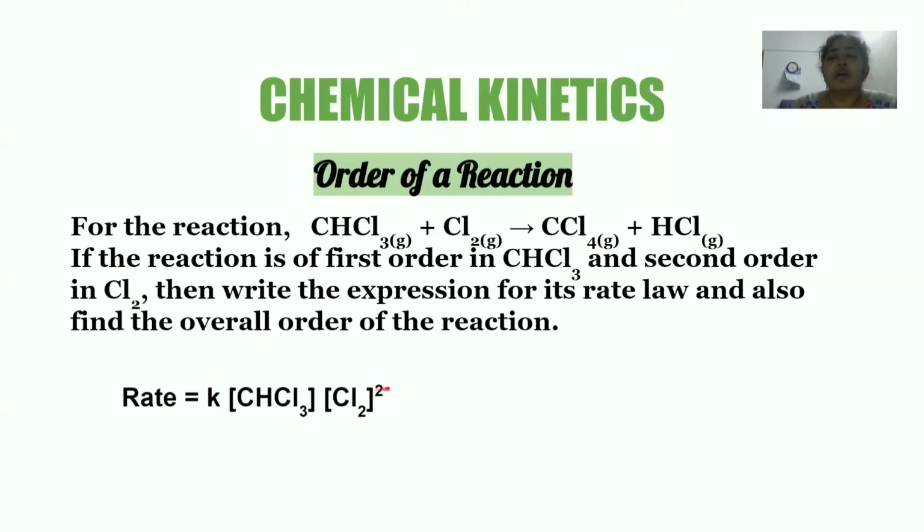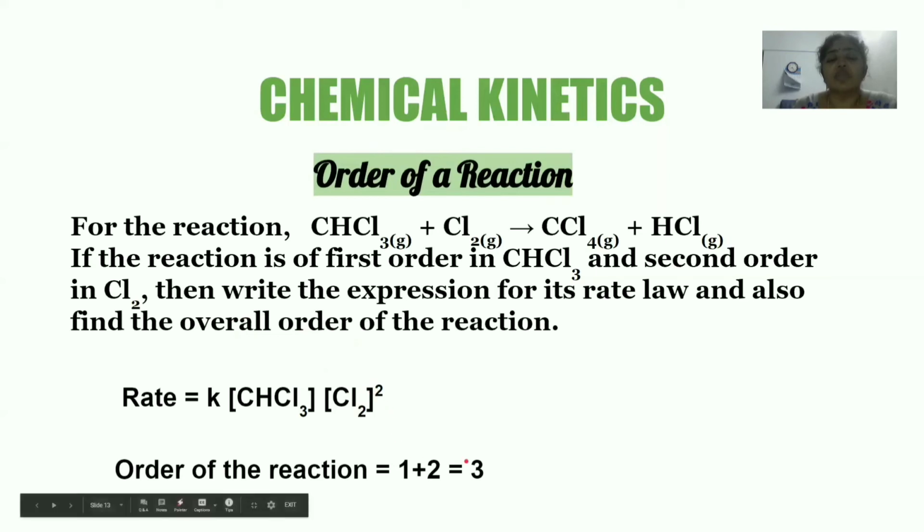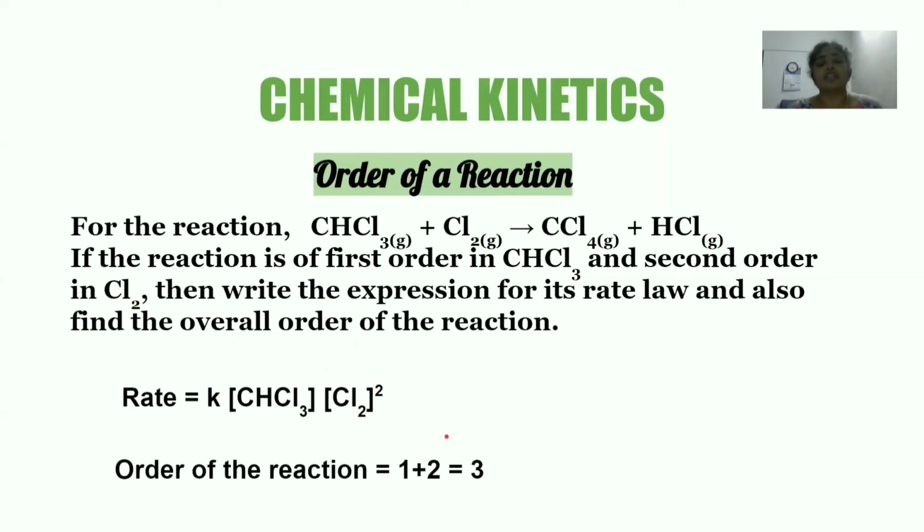Now also find the overall order of the reaction. With respect to chloroform, it was of first order. With respect to chlorine, it is of second order. Now, what is the overall order of the reaction? So the total order of the reaction we will get by taking x plus y. That means x is here 1 and y is 2. So I get 1 plus 2 is equal to 3. That means the order of this particular reaction is 3.